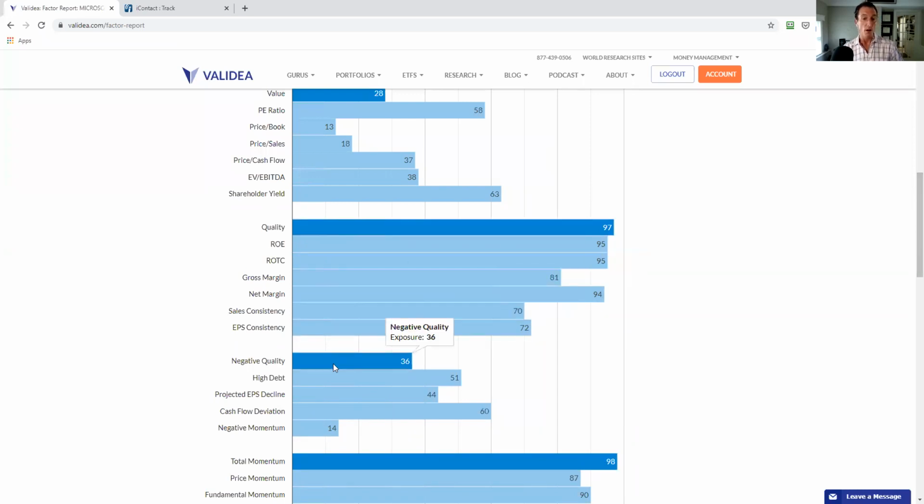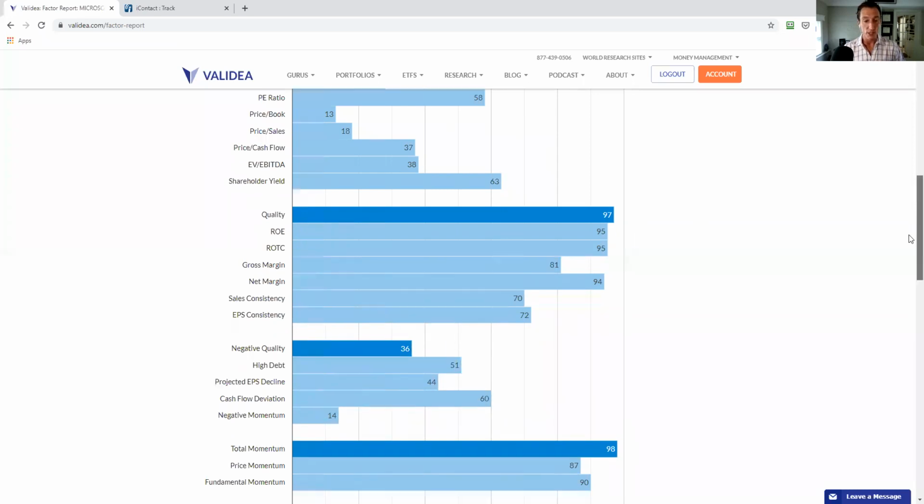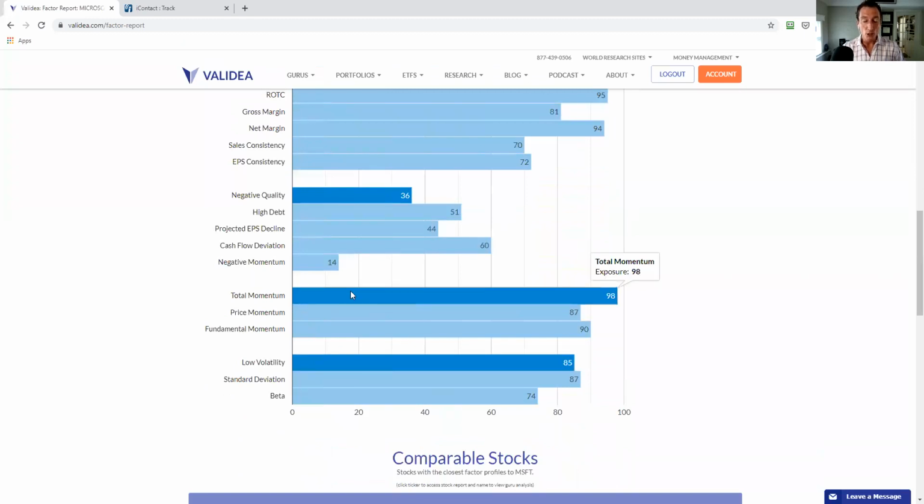It also ranks pretty well on the negative quality factor. For negative quality, the lower number is better. This is the only factor where lower is better. What we're trying to do is identify the negative quality screens that you would want to look at, so you can avoid those types of companies. Microsoft scores pretty low on negative quality, and obviously high on momentum, because a lot of these big cap tech stocks have been very strong performers. It also rates pretty good on low volatility. Even though it's been a really good performing stock, it doesn't have a lot of deviation in that performance. There we're looking at standard deviation and the beta coefficient.